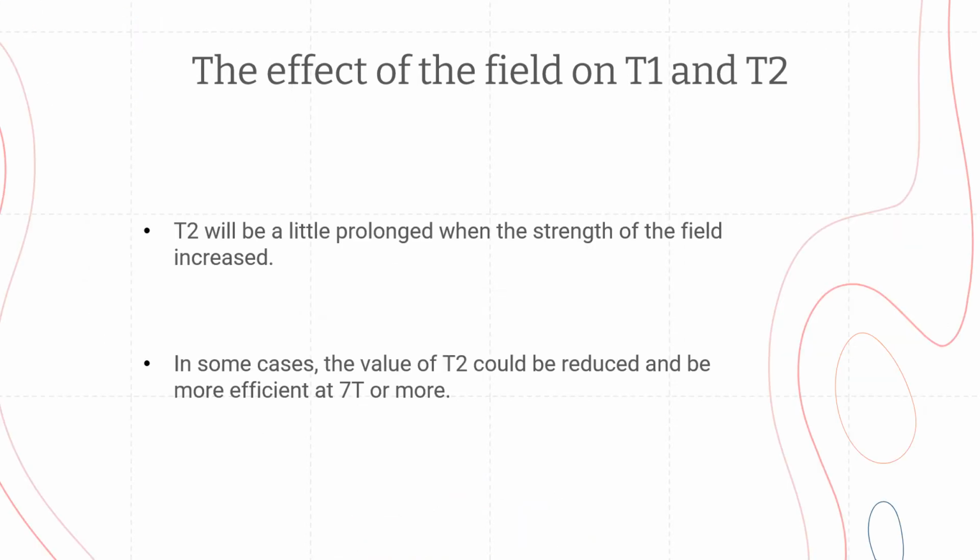For the field strength affecting the T2 value, the T2 will be a little prolonged when the strength of the field increases. In some cases, the value of T2 could be reduced and be more efficient at 7 Tesla or more. That could be seen in the next slide.